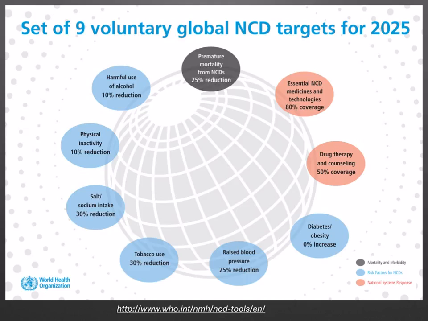For target number 6, we hope to see a 25% reduction in raised blood pressure or hypertension worldwide. And target number 7, that we hope to decrease or limit the rise of diabetes and obesity worldwide. In target number 8, we hope to provide more people with drug therapy and counseling that includes blood sugar control in order to prevent heart attack and stroke. And lastly, in target number 9, we hope to achieve 80% availability of affordable healthcare and essential medicine in order to treat these major NCDs in both the private and public sectors.